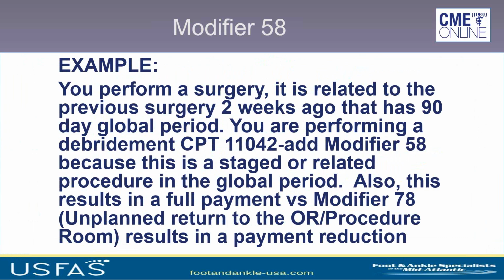An example of a 58 modifier would be this: you did a surgical procedure 2 weeks ago, and it has a 90-day global service. You're performing a debridement today, 11042. 11042 has a 0-day global, but you're doing this new surgical procedure in the 90-day window. Because you're doing it in the 90-day window, that requires you to use the modifier 58 when it's related to the previous procedure. If it's not related to the previous procedure, you'll be using modifier 79.